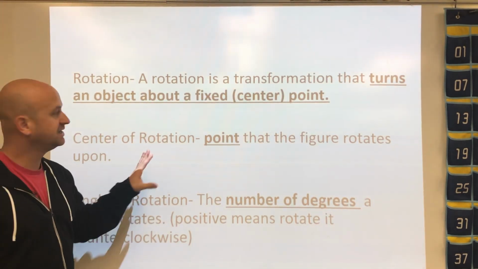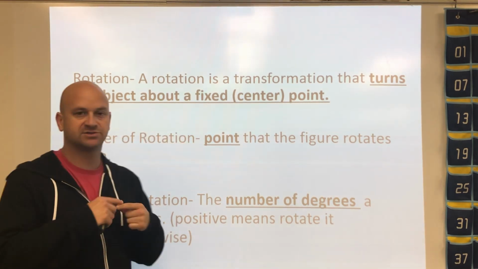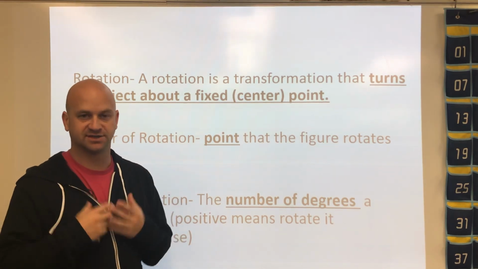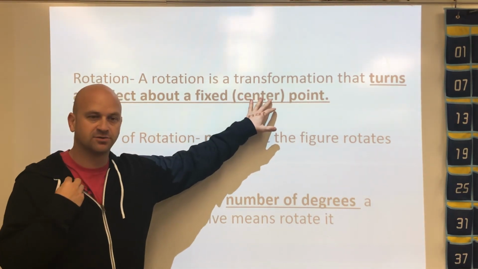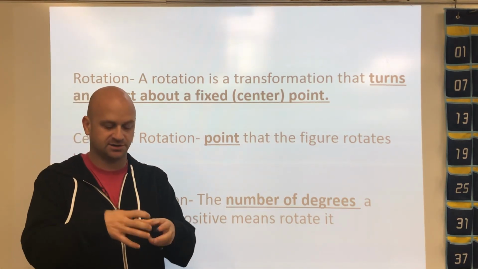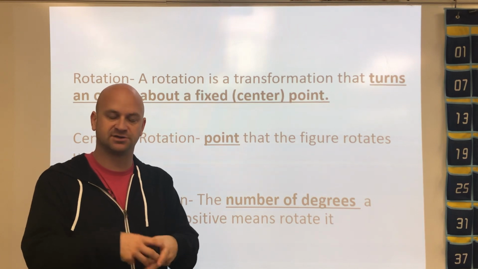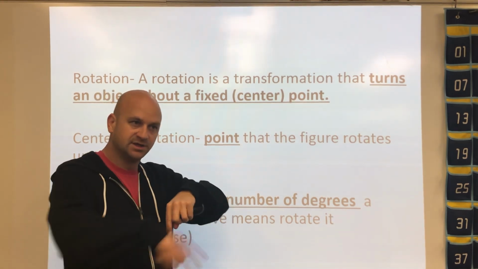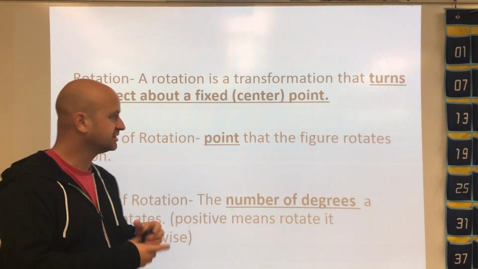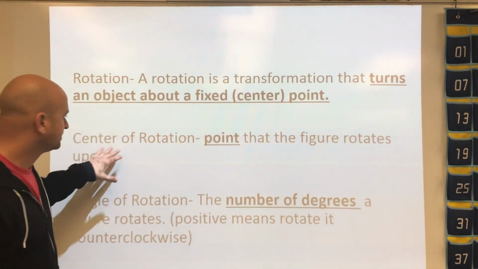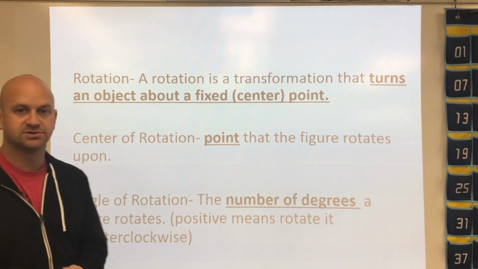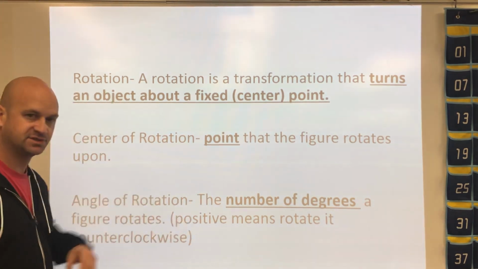By definition, a rotation is a transformation that turns an object about a fixed point, and that fixed point is called the center. We've seen this term center before when we had constructions with the compass, because the compass had a point, a location on it called the center, where we would put our finger on top of it, and the compass would spin around it. The center of rotation is that exact point that the figure rotates upon. That becomes important, as we'll see in a little bit.